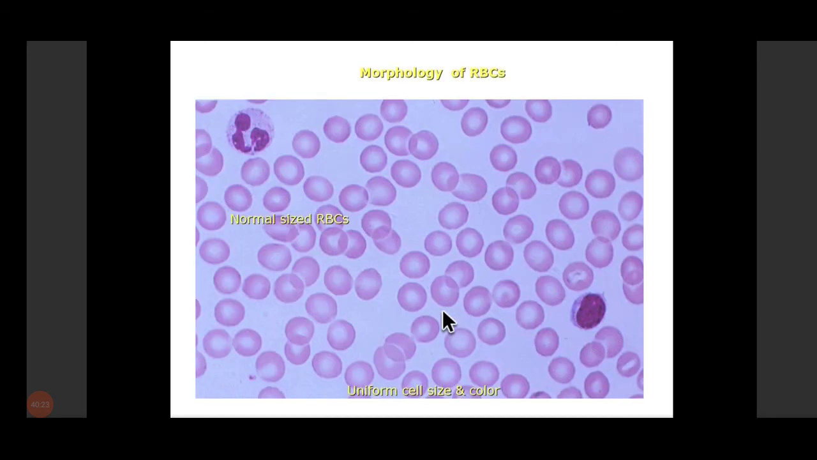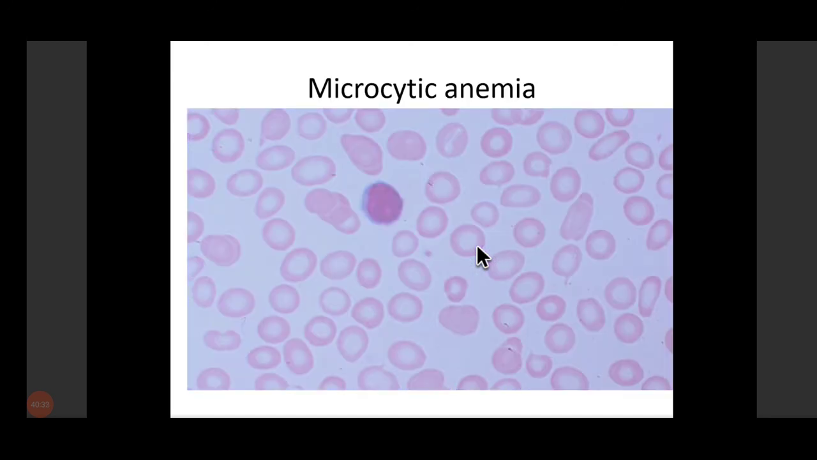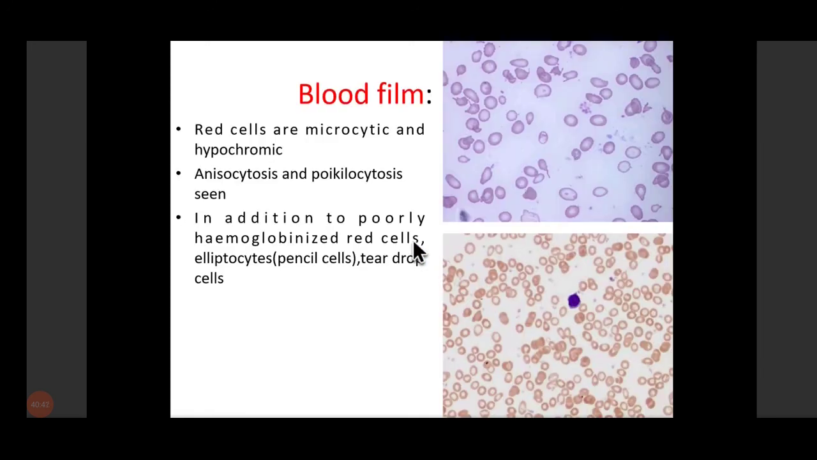When you see a blood film, this is the normal size red cells with normal red color. This is normocytic, normochromic. However, in iron deficiency anemia, this is what happens. The red cell becomes small, and there is hypochromia. So microcytic, hypochromic. In severe cases, we can see pencil cells and teardrop cells, mainly the pencil cells, which become elliptical in shape.